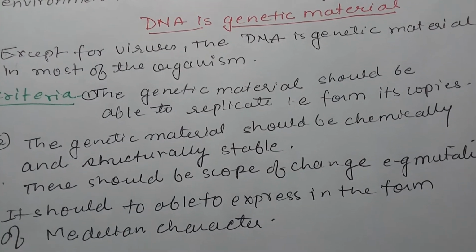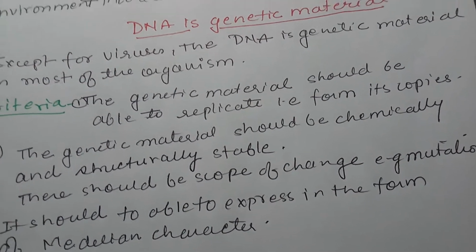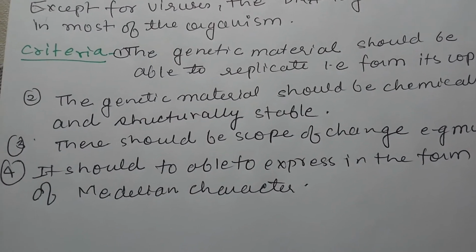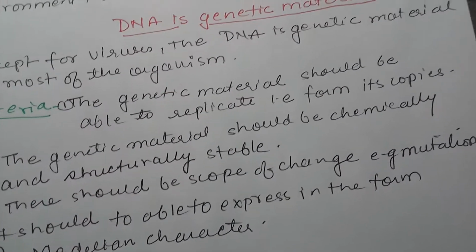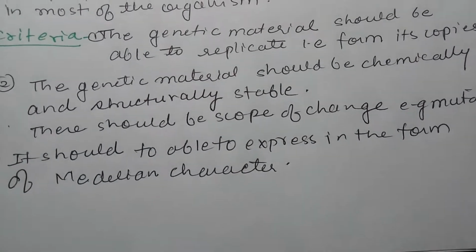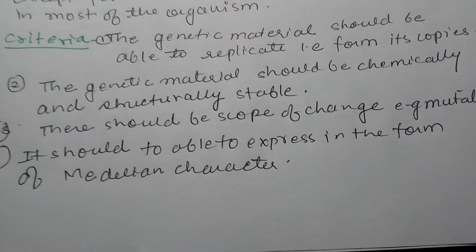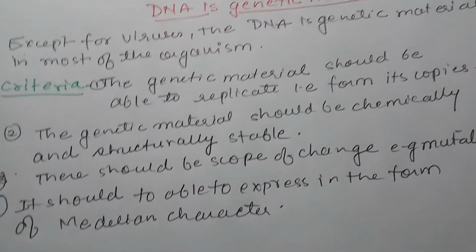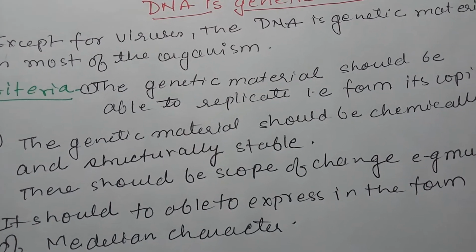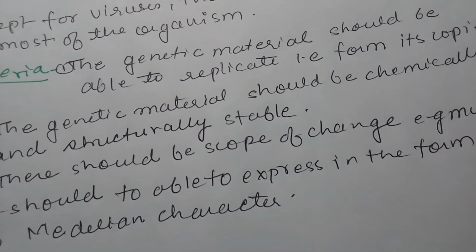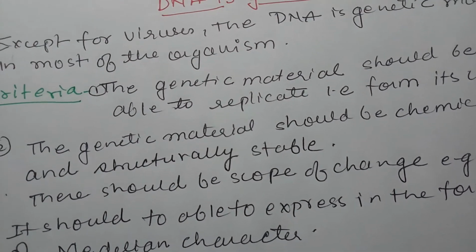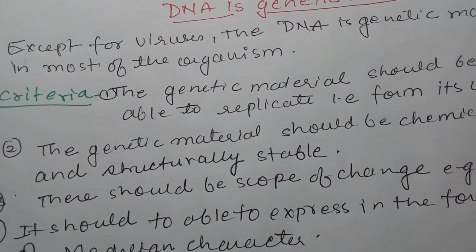The genetic material should be able to replicate, that is, it should be able to form its copies. Then and only then the information will be forwarded to the next generation. There should be scope for change. It should be flexible, like DNA can change and mutate, and it gives rise to evolution. Genetic material should be chemically and structurally stable, as we have seen the structure of DNA, how stable it is, and different types of bonds stabilize the structure.